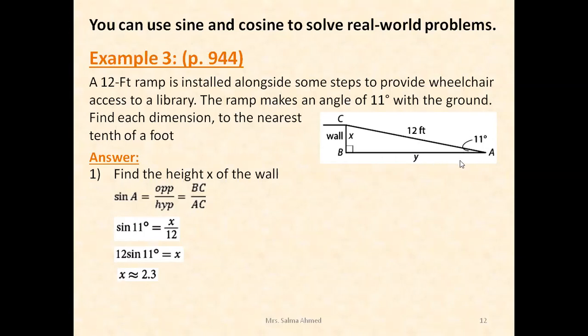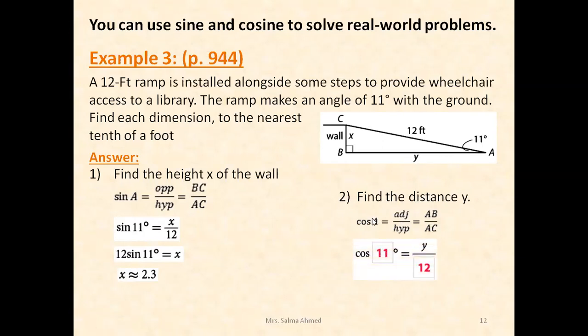Exactly, it is beside it. So I'm going to get y by using the cosine ratio, the trigonometric ratio, which is cosine, because it is beside the angle. So adjacent over hypotenuse, which is AB over the hypotenuse, which is AC. So AB will be y.